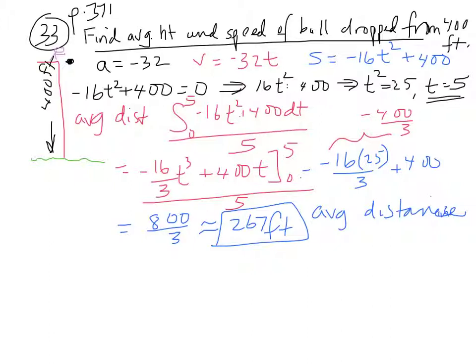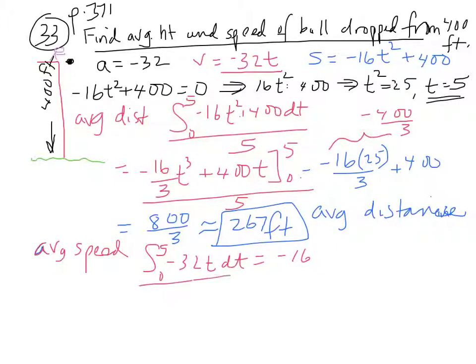Okay, now let's do the average speed. It is going to be the integral from 0 to 5 of the velocity, which is minus 32t. So I get minus 16, all over 5. So I get minus 16t squared over 5. I want to evaluate at 0 and at 5, take the difference.